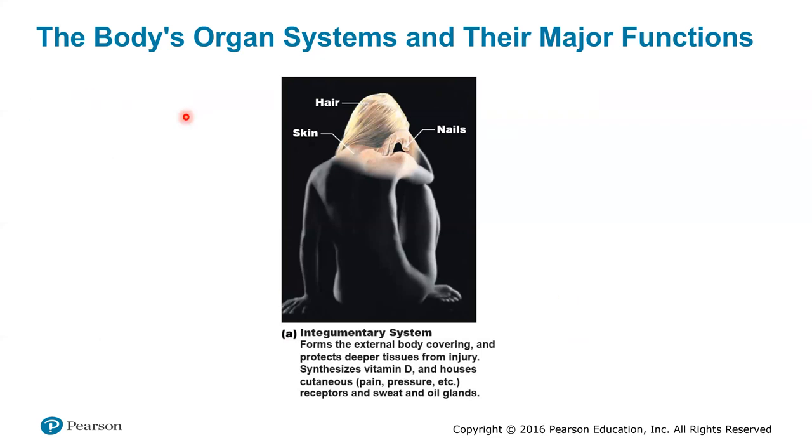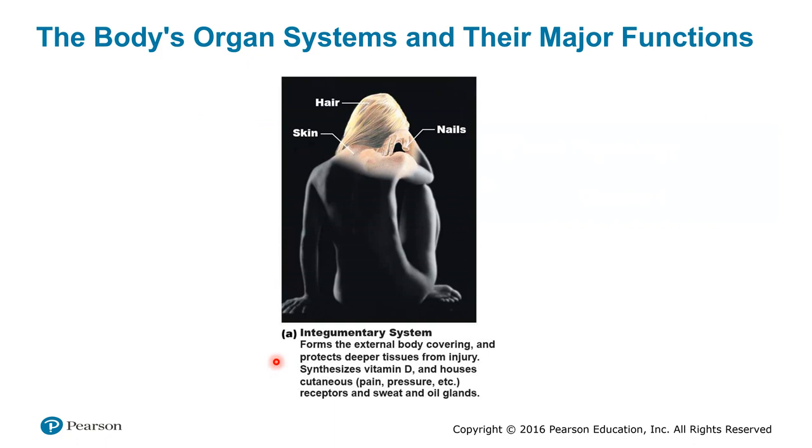Body's organ systems and their major functions. We already mentioned that your body is made of 11 body systems. So one of them is the integumentary system. The integumentary system includes skin as your organ. Skin is the organ of the integumentary system. It also includes hair and nails and some glands, exocrine glands. So the integumentary system forms the external body covering and protects deeper tissues from injury.